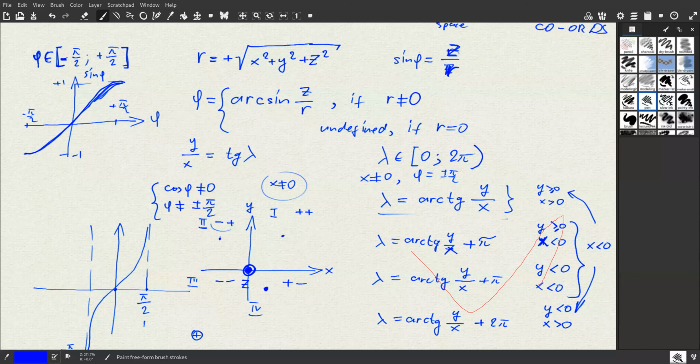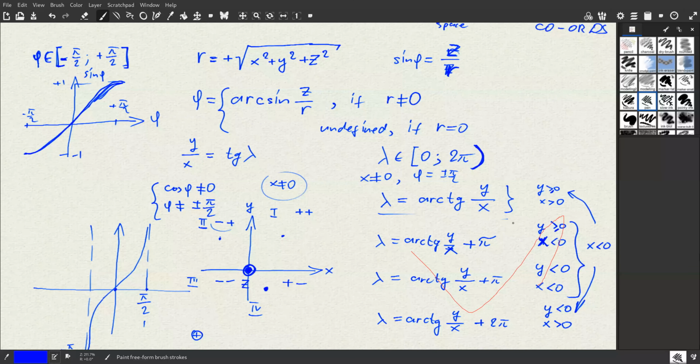First of all, there is a discontinuity at 0. Y being equal to 0 for a positive x corresponds to lambda being really 0, not 2 pi. 2 pi is not achievable. Whereas if y is strictly less than 0 and x being positive, then we add 2 pi. Okay, that is excluding the case x equal to 0. You see, x equal to 0 is nowhere the case.